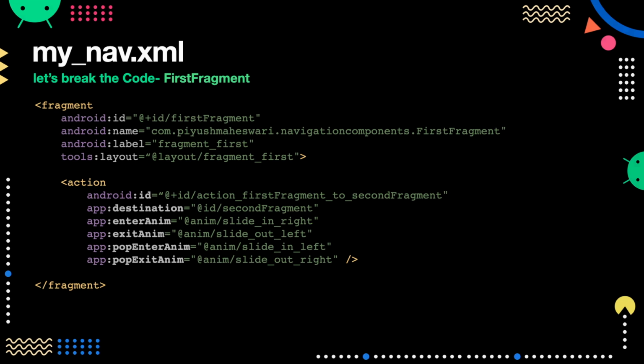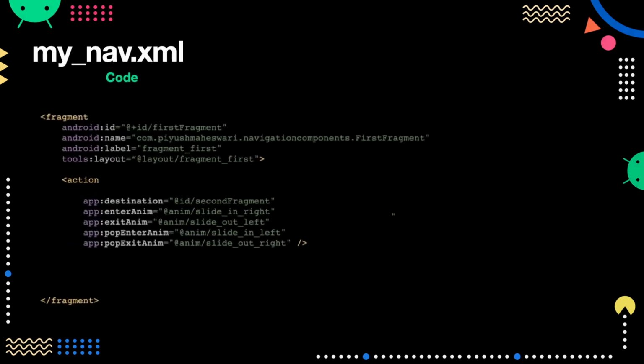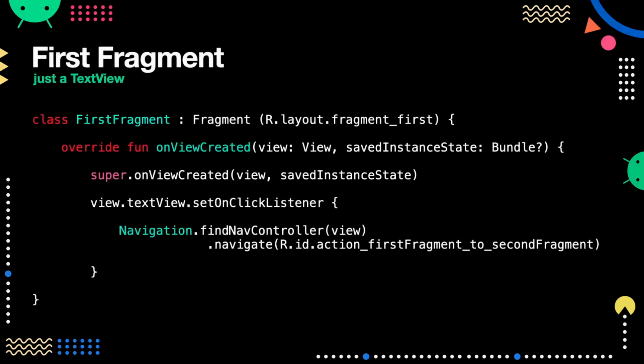So let's look at the code of the first fragment. As we saw, this was the design. It's just two text views in both the fragments. So let's see the code for the first fragment. There's nothing there. We just need to call the find nav controller, which you will find everywhere whenever there's navigation involved. So the find nav controller helps you to get the reference to the navigation graph. In this case, we have this view, and this navigation will find the navigation graph associated with it, and then we call the navigate function and pass the ID of the action, which is action first fragment to second fragment.